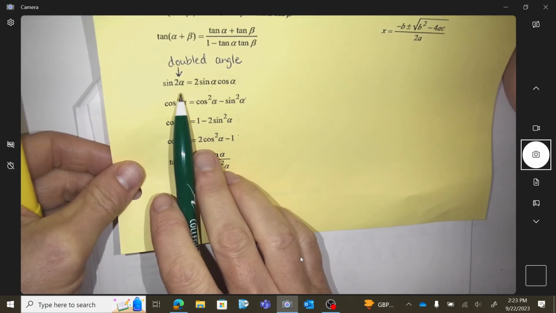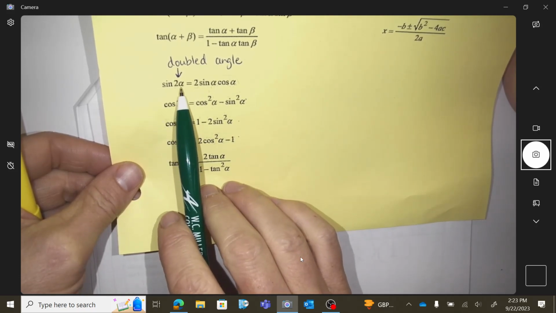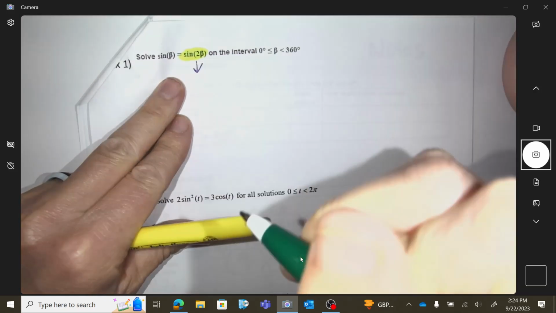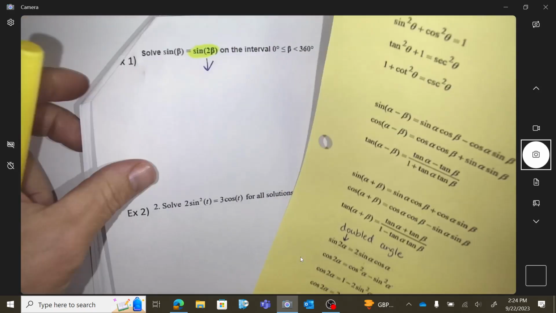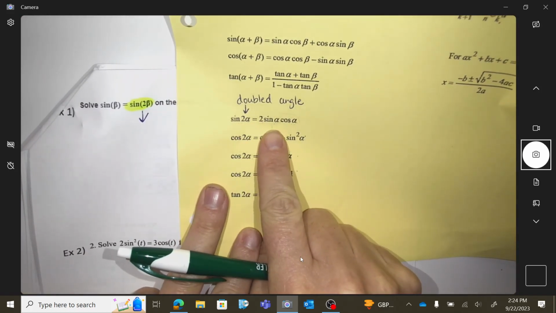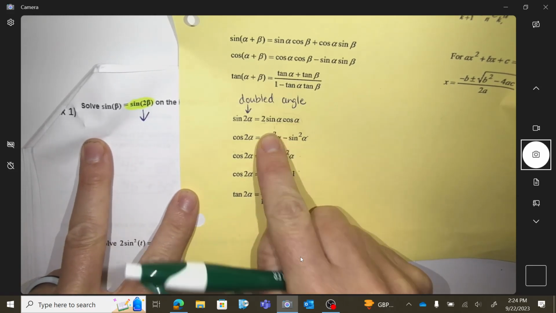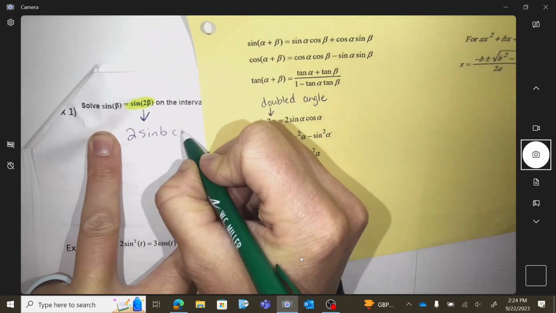Okay? The letters don't matter, right? That doesn't matter. Sine of a double angle. So how do you replace that? Okay, so take that sine of a double angle and replace it using your formulas. Sine of a double angle. So you should be inserting a replacement of 2 sine b cos b.